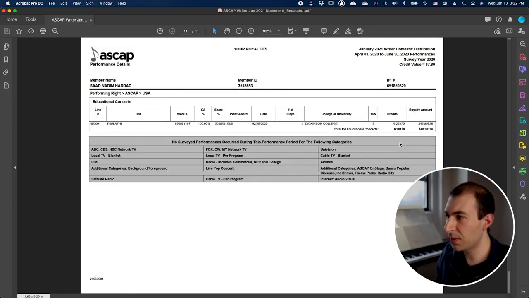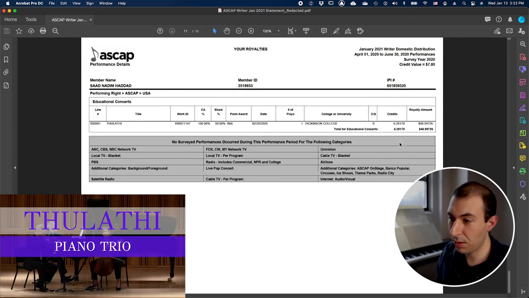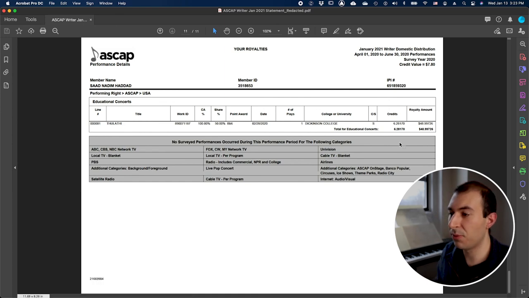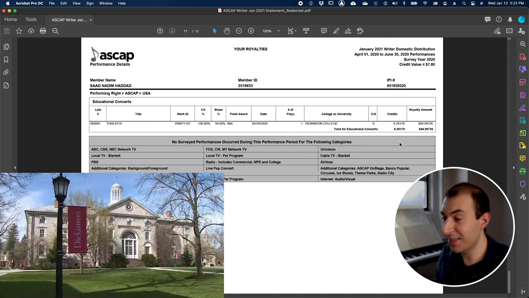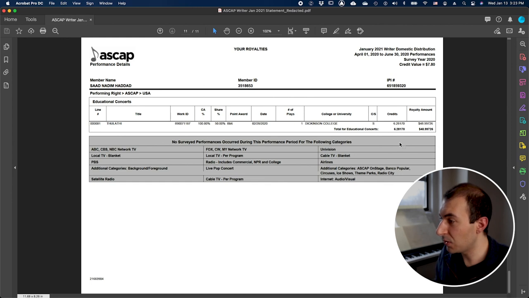We just had one performance here for my piano trio, Philathy, and we see here that the date of performance was February 28, 2020. Again, outside that range of April 1, 2020 to June 30, 2020, right? And this piece was performed at Dickinson College, and the credits are 6.28, and the royalty amount is quite low, $48, but again, we'll take it. This was a performance that took place without me. I wasn't there. I didn't have to shell out any money for this, so I'm happy with it. It was $48 of passive income, so to speak.